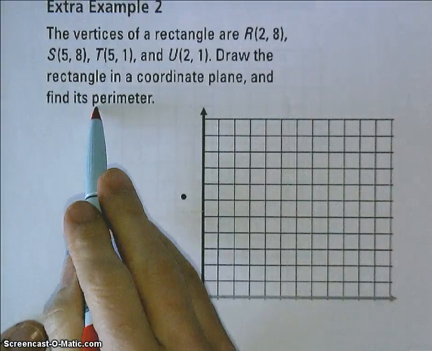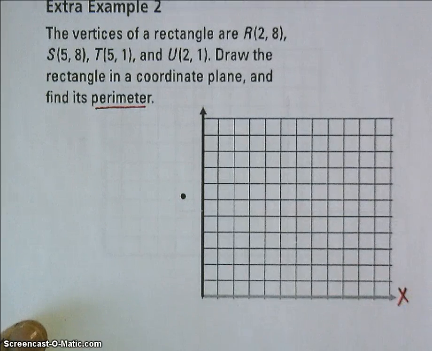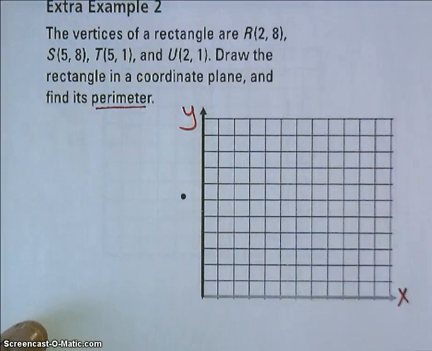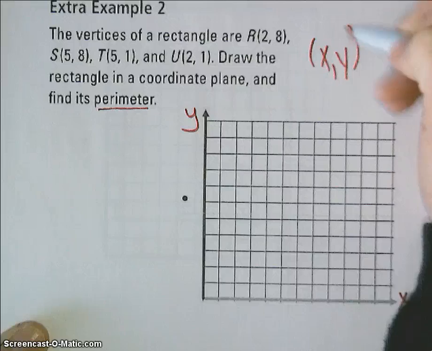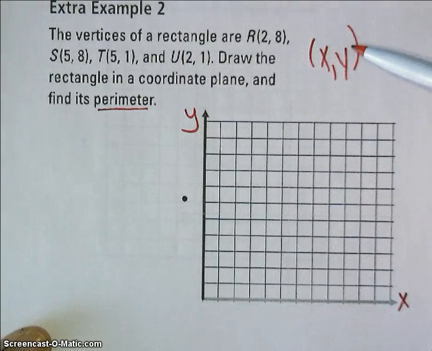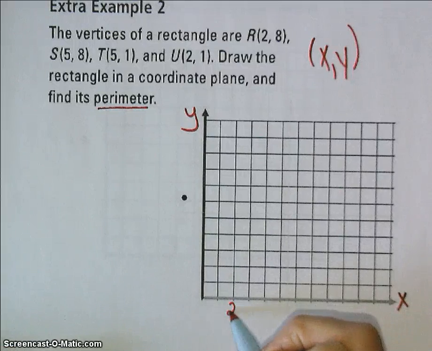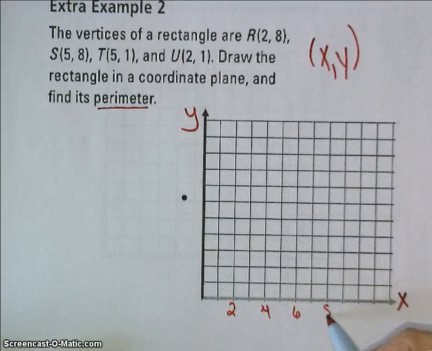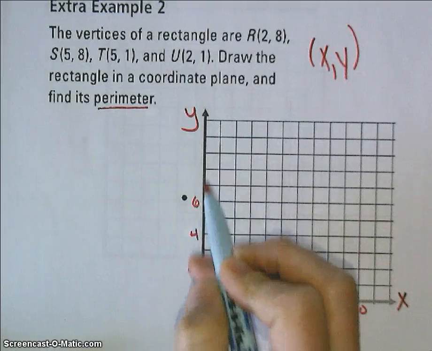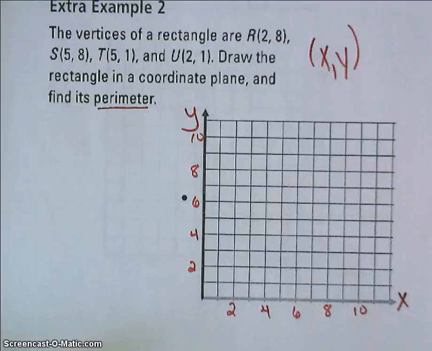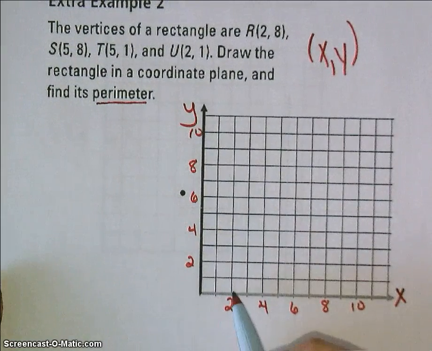So I have the perimeter that I need to find. So remember, first off, we're going to label our x-axis and our y-axis, because remember, this is the way we get to our location. This is the directions, x first and then y. So I'm going to label my numbers on the bottom, skipping a line every time. And then we're going to plot our points. So our first one is R, which is over 2 and up 8.